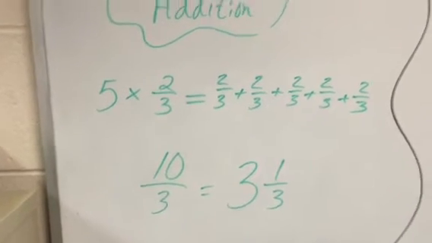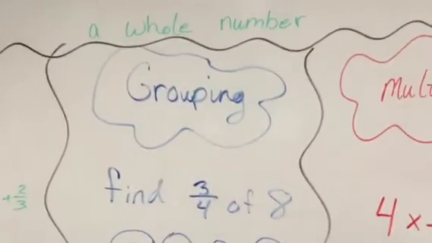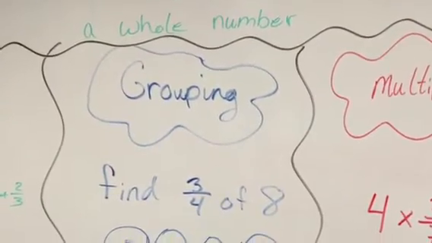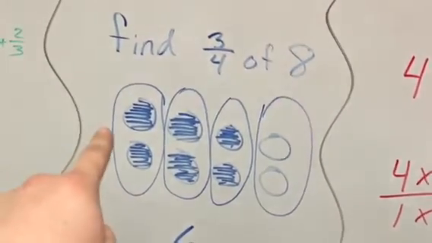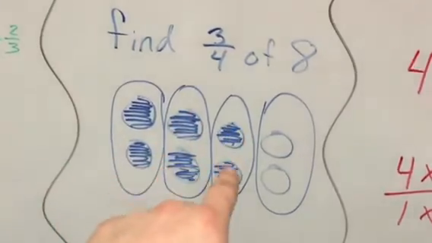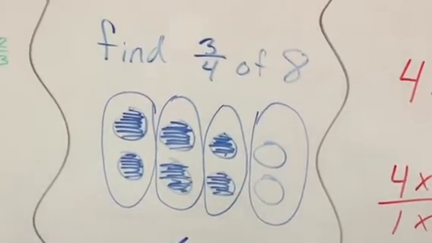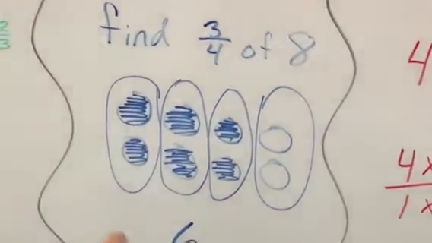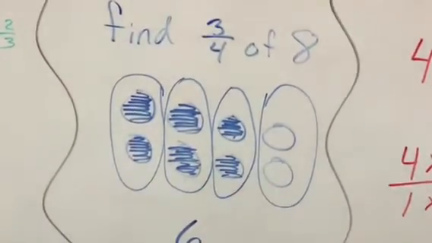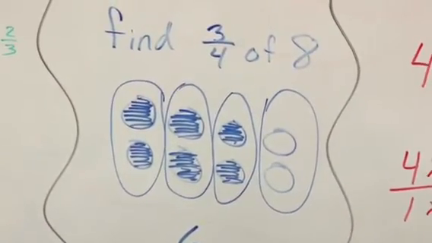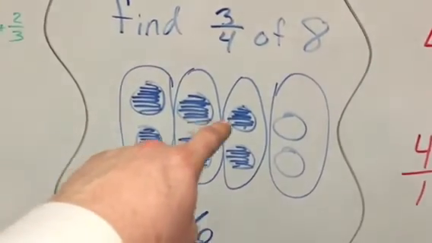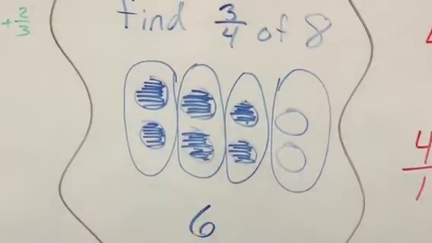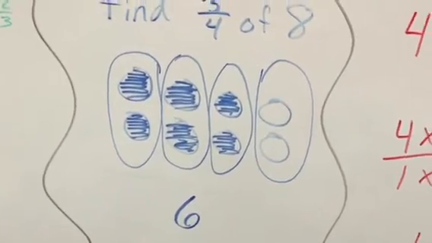A second way I could do this is by grouping. I have the example, find 3/4 of 8. So I draw 8 circles. 1, 2, 3, 4, 5, 6, 7, 8. I put them into 4 groups. You can see I circled those groups for all 4 of them. And then I filled in the circles that are in 3 of those 4 groups. So 1, 2, 3, 4, 5, 6. And that gave me my answer of 6.